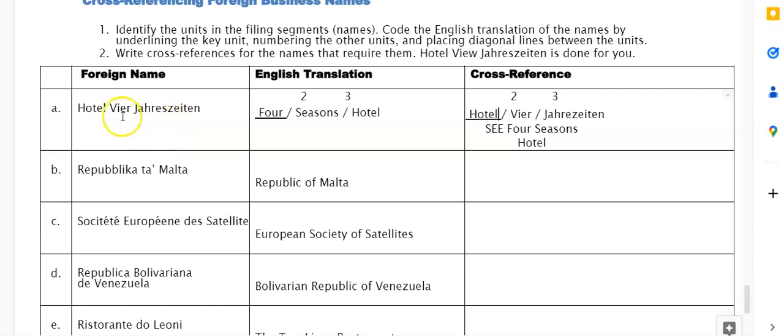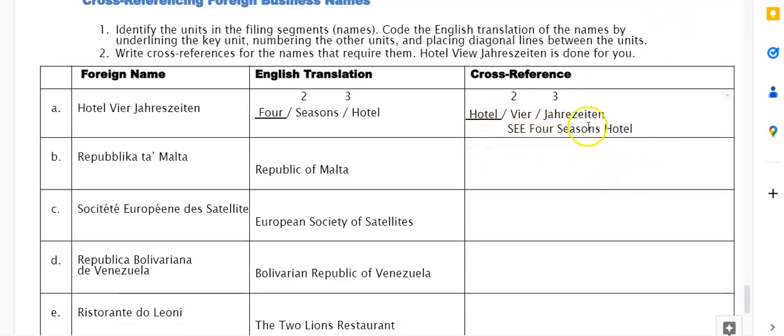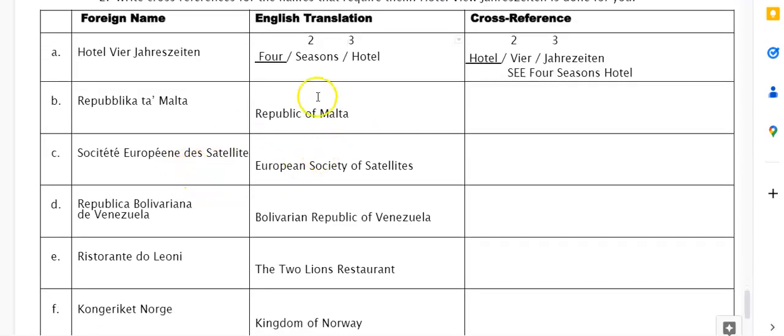Okay, so for Hotel Vir Jarnzijtien, hotel is my key unit. In my cross-reference card, Vir is unit 2, Jarnzijtien is unit 3, and the C notation is C Four Seasons Hotel. On the actual document that we're working on, we would write out Four Seasons Hotel, which is the English translation, underline our key unit, which is 4, and then label seasons as unit 2 and hotel as unit 3. Okay, so the English translations are given to us here in these examples.